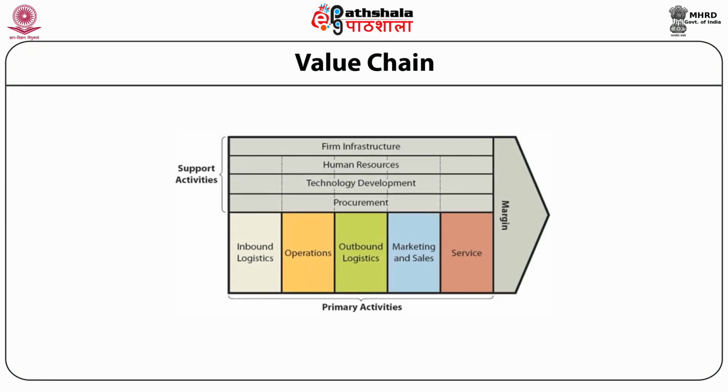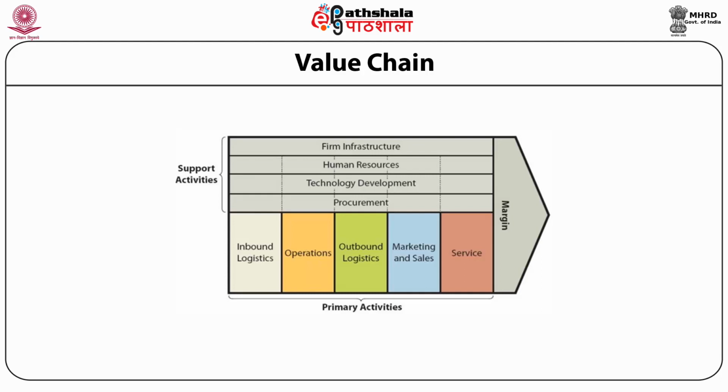So look at this figure that depicts the value chain of a company. If you look, the primary activities are given below, which include 5 different activities, including inbound logistics, operations, outbound logistics, marketing and sales, and after sales service. Whereas the support activities are the firm infrastructure, human resources, technology development, and procurement.